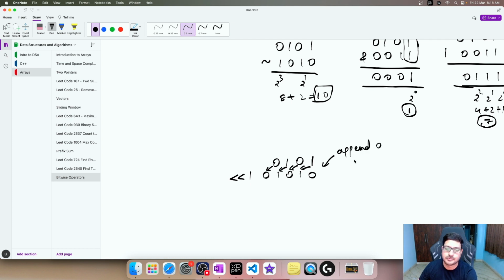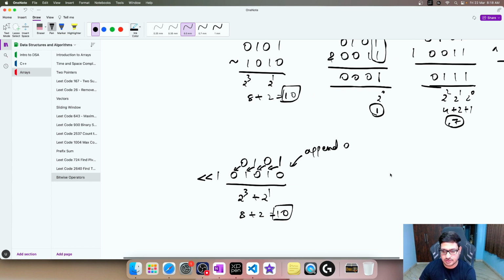Append 0. So this is the resulting number of the left shift. So what is this number? 2 to the power 0, 1, 2, 3. 2 to the power 3 plus 2 to the power 1. So this is 8 plus 2. This is 10. So left shift of 5 by 1 bit will give us our decimal number of 10. Okay, so we are shifting the bits by 1.